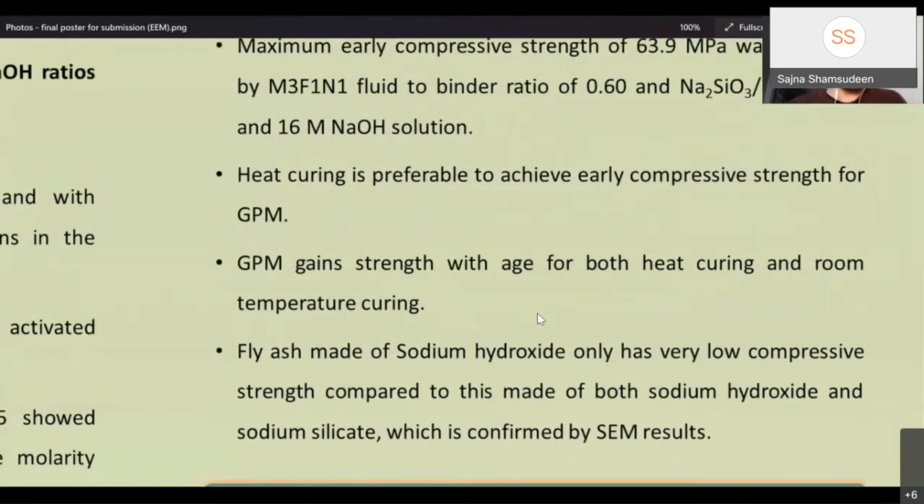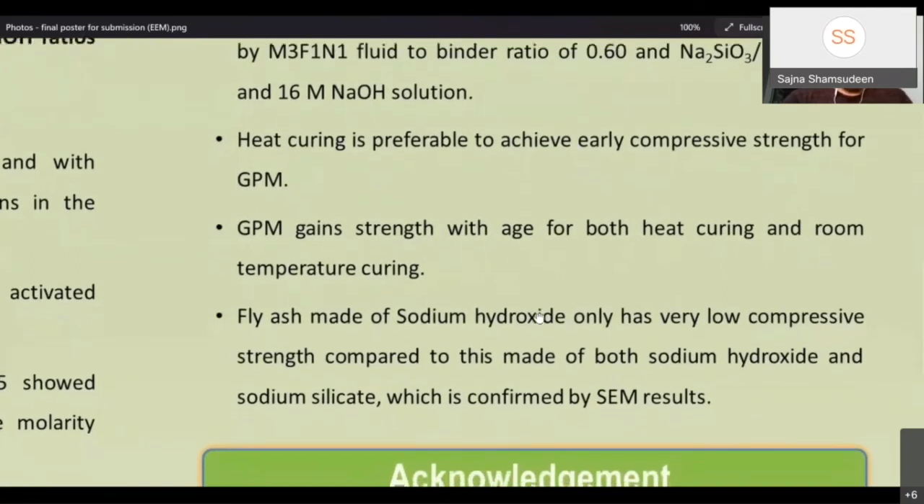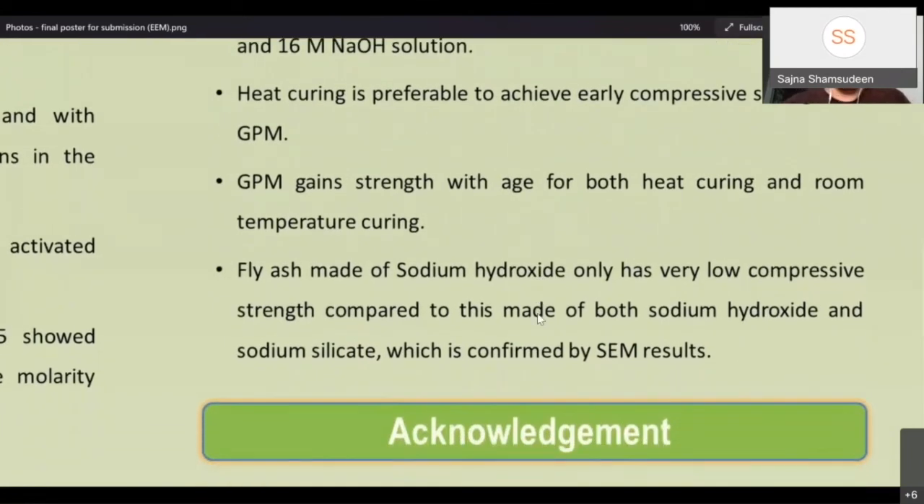Also, heat curing is preferable to reach early and better compressive strength. Geopolymer mortar gains strength with age for both heat curing and room temperature curing, with different rates of gaining strength. Fly ash activated with sodium hydroxide only has very low compressive strength compared to that activated with both sodium hydroxide and sodium silicate, which is confirmed by the SEM results, as you can see here.